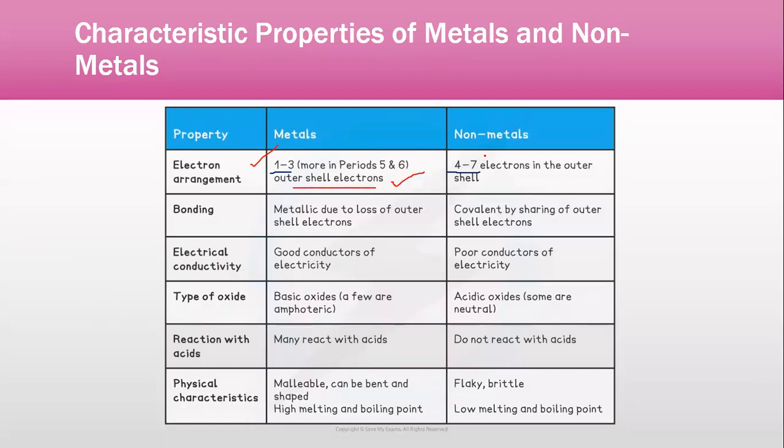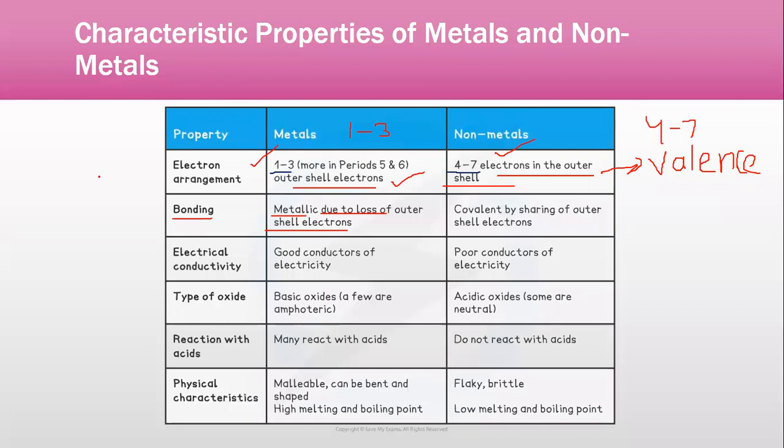Outer shell electrons: non-metals have 4 to 7 electrons in the outermost shell. What does 4 to 7 electrons in the valence shell mean? It means their group number is also 4, 5, 6 and 7. So groups 4 to 7 are non-metals, and groups 1 to 3 are your metals. If we talk about bonding, metals have metallic bonding due to the loss of outer shell electrons. When metals lose electrons, only then can they complete their outermost shell.